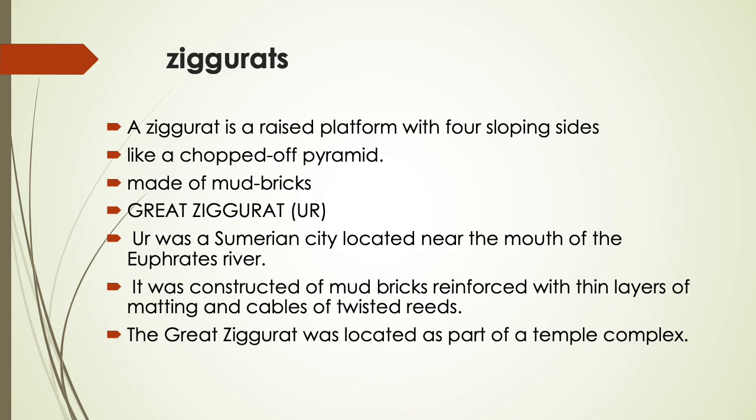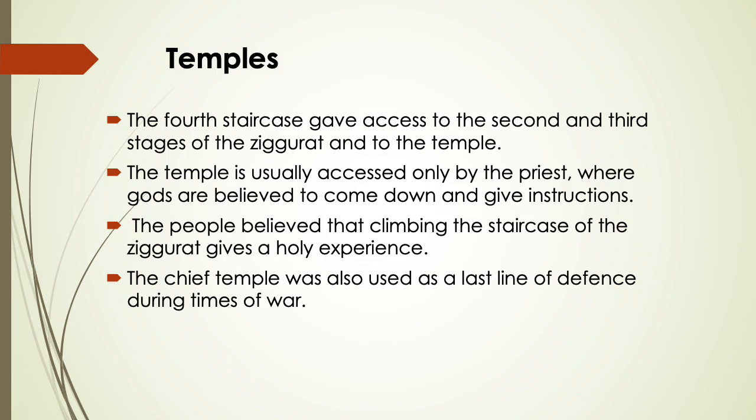The Great Ziggurat of Ur was very famous. Ur was a Sumerian city located near the mouth of the Euphrates River. It was constructed of mud bricks reinforced with thin layers of matting and cables of twisted reeds. The Great Ziggurat was located as part of a temple complex. Temples.